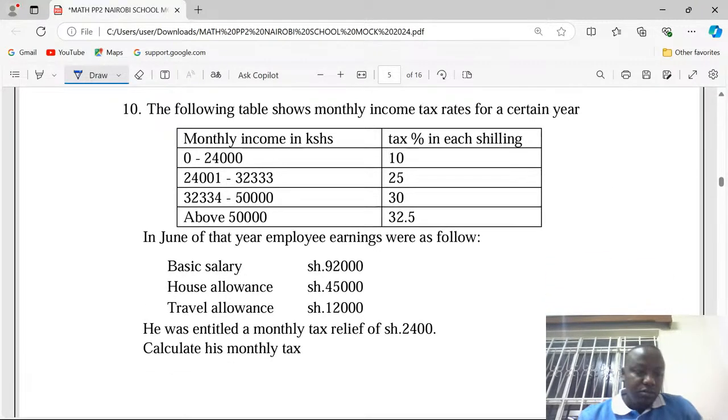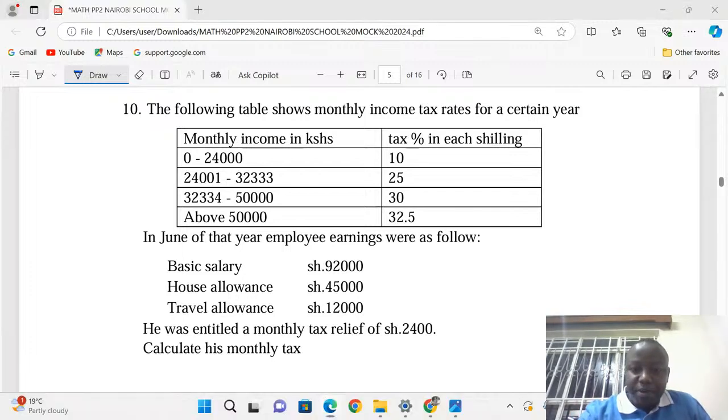Number 10 is on commercial arithmetic. That is mathematics paper 2.